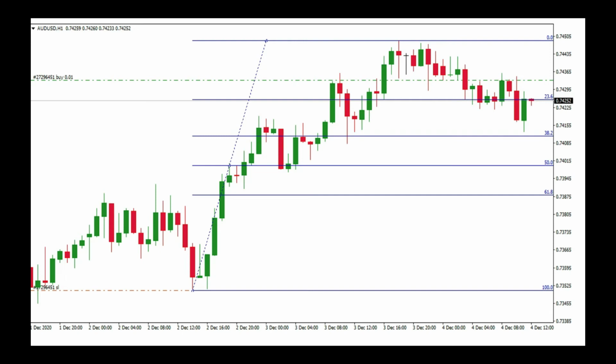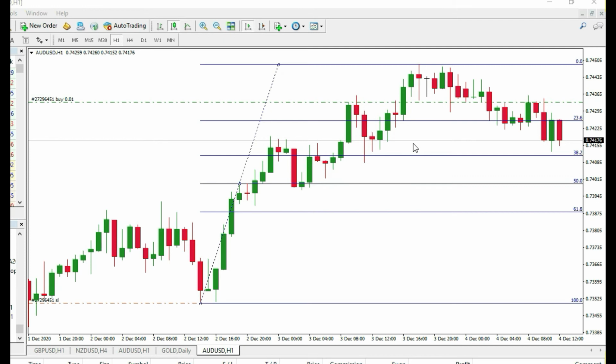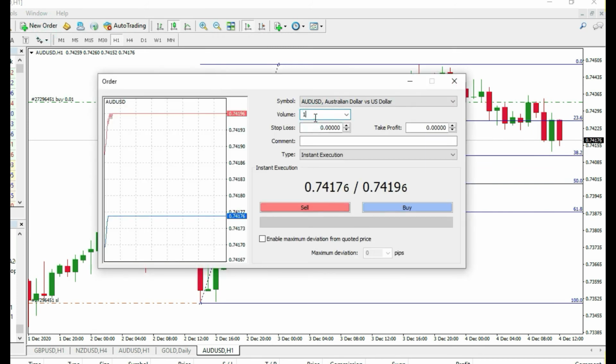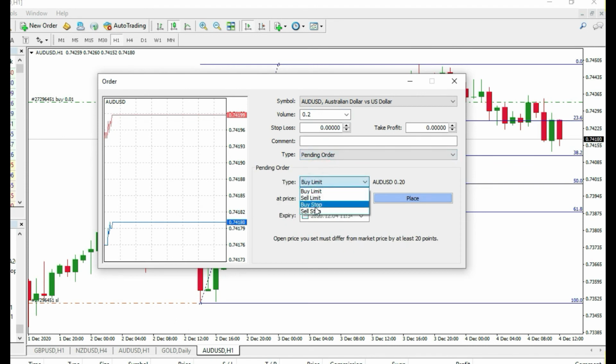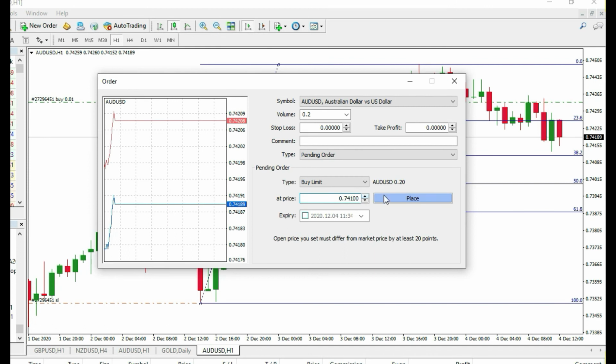So let me see a twin trading execution example. Right now, we are on the live chart, and right now I will create a trade. So the first thing I do is create 2 mini lots at the 38.2 Fibonacci level. It's a buy limit order, and the price is 0.741. I will put a stop loss at the previous low, and I will leave take profit empty, and later I will set profit based on the Fibonacci expansion levels.